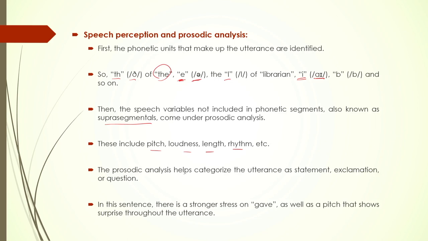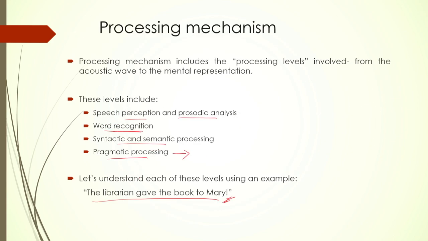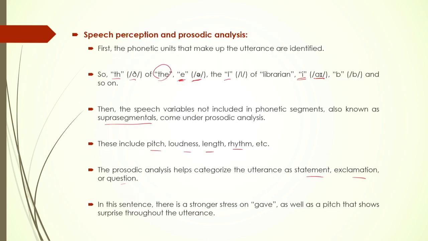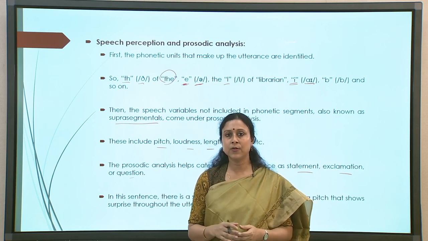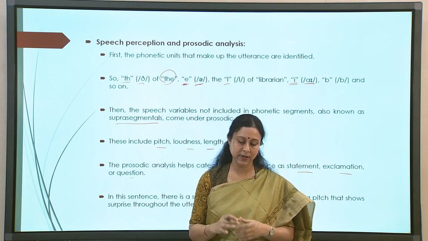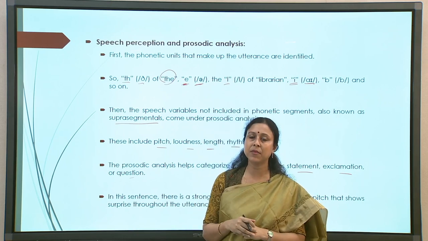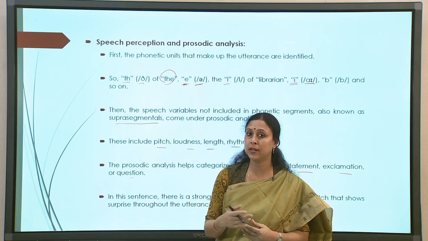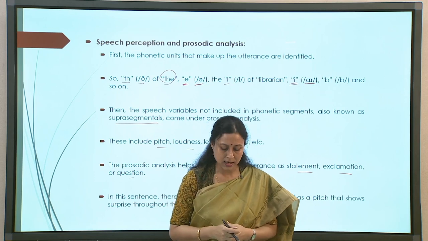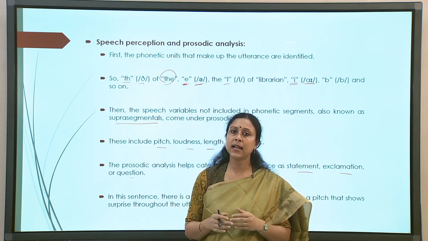Prosodic analysis helps to categorize the utterance as a statement, exclamation, question, and so on. Remember we talked about this sentence being exclamatory: The librarian gave the book to Mary, right? There is a different amount of stress and pitch, which is the suprasegmental information in this sentence. In the visual form we know it because there is an exclamation mark, but when you hear it, because we are talking about auditory processing, you also hear the difference in pitch, loudness, length, and so on. Those things are also processed.